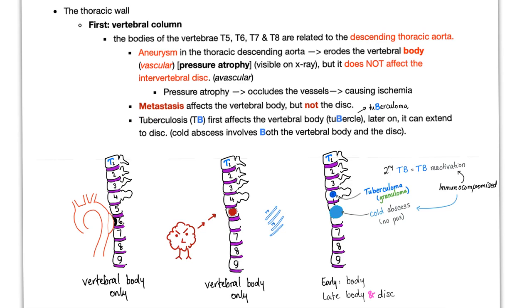Metastasis will damage the body, but not the disc. Why not? Because metastasis is coming through the blood. That's how it reaches your vertebral column. And the disc is avascular, therefore it's not affected by metastasis.